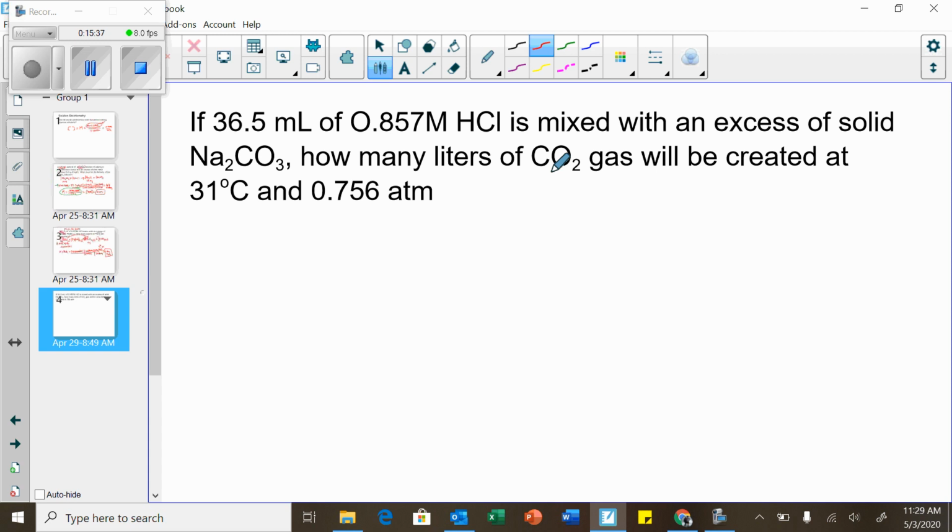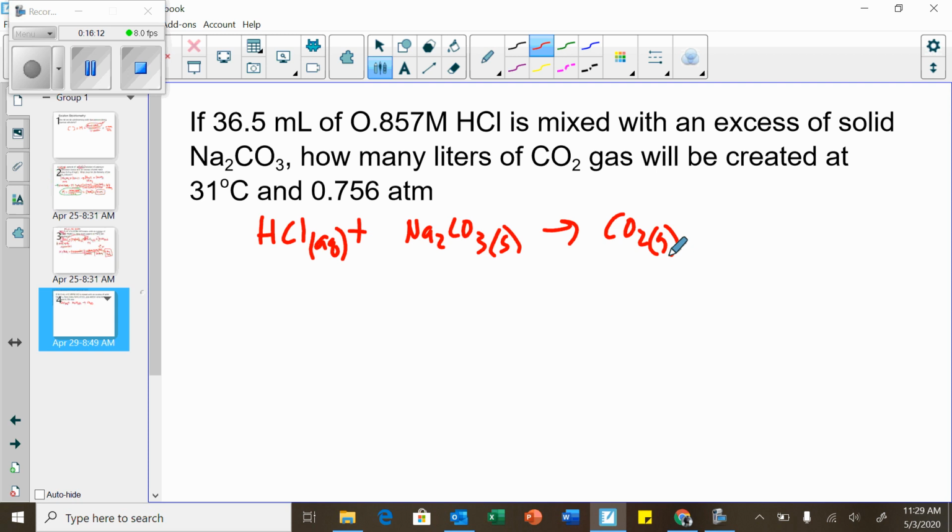So I've got HCl, and that solution is aqueous. Remember I told you these little subscripts here are going to become important as we move along because we need to know how to treat it. We treat a gas different than we treat an aqueous solution, and we treat that differently than we treat a solid. So we have to know what it is we're talking about. We're mixing it with an excess of solid sodium carbonate, so we have Na2CO3, and it's a solid. And what we're doing is we're creating CO2 gas.